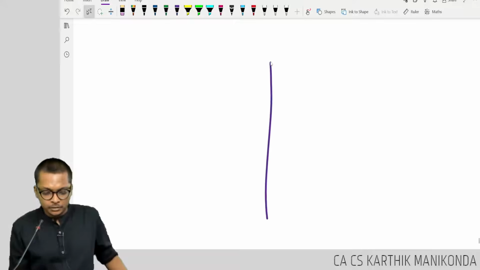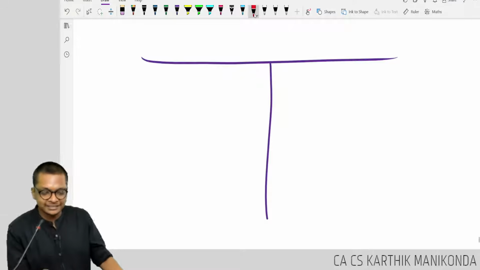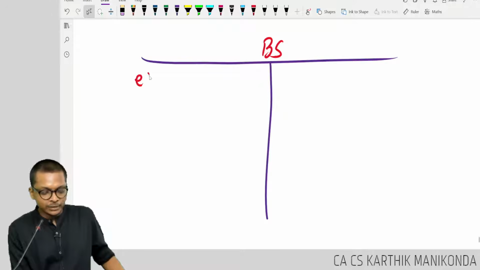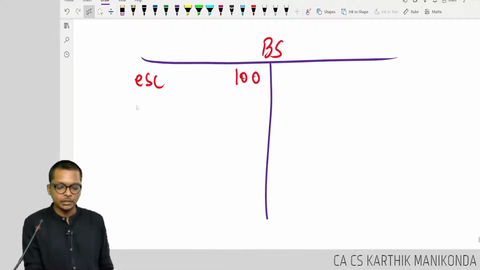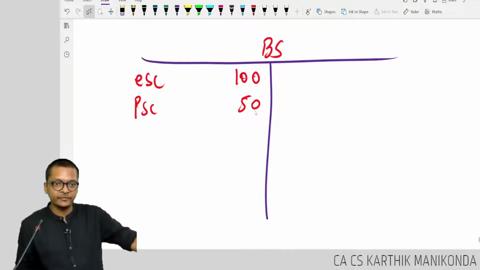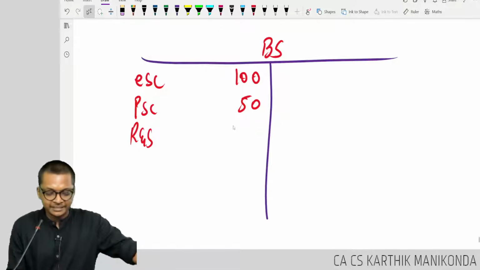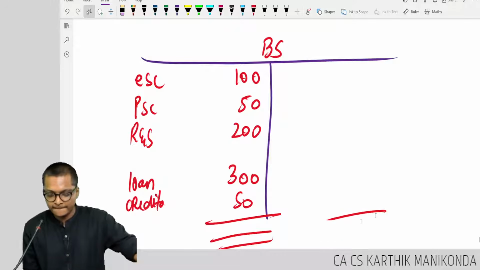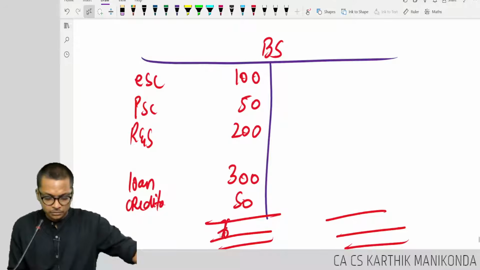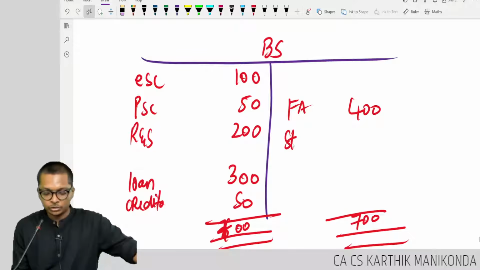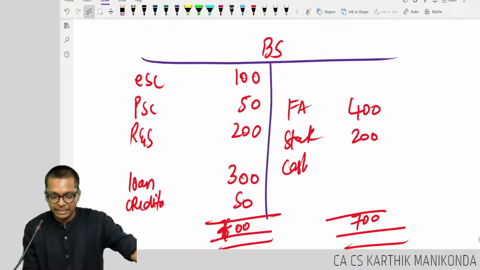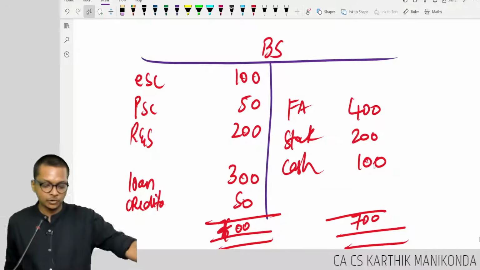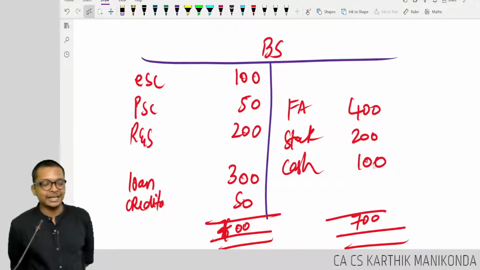Okay. Follow, guys. Let's take one balance sheet where equity share capital is 100, preference share capital is 50, reserves and surplus is 200, bank loan is 300, creditors is 50. What's the balance sheet total? How much, guys? 700, correct? Fixed assets 400, stock 200, cash 100. Okay, let it be like this. Okay, 700, just random numbers.